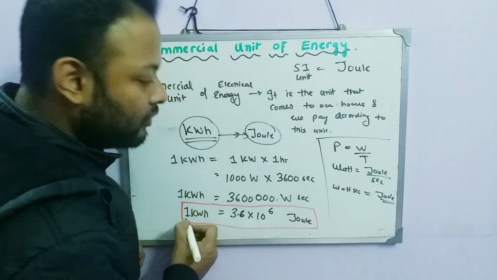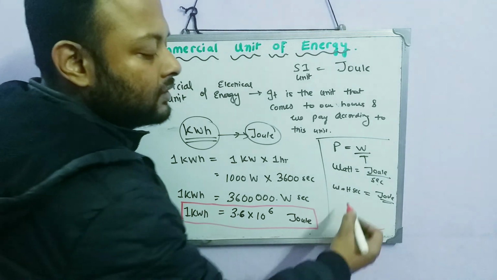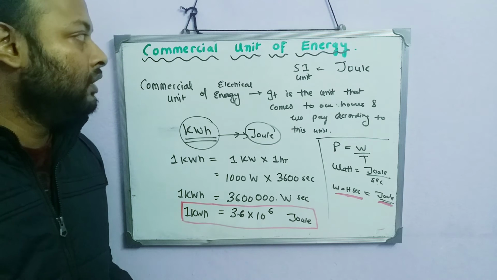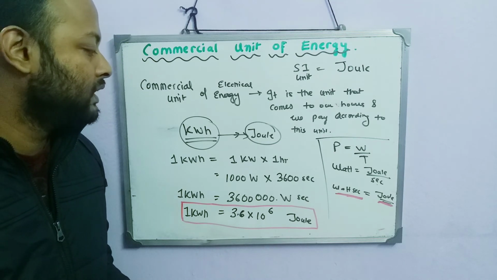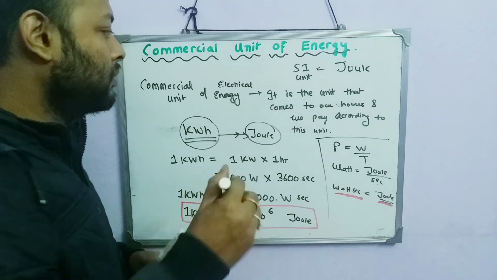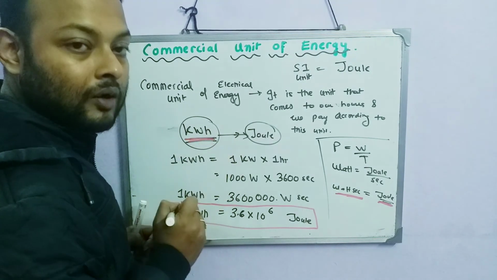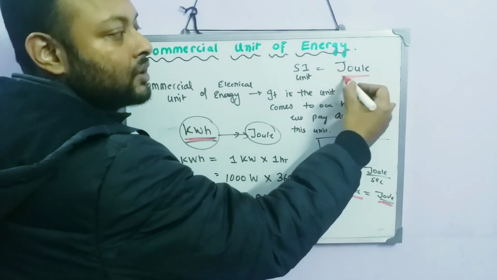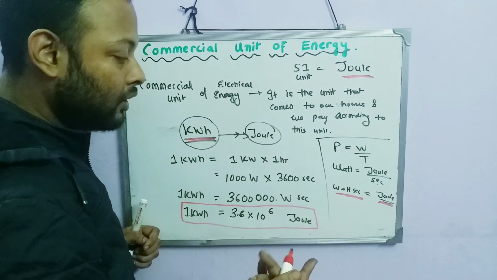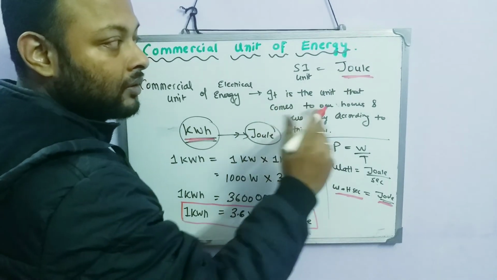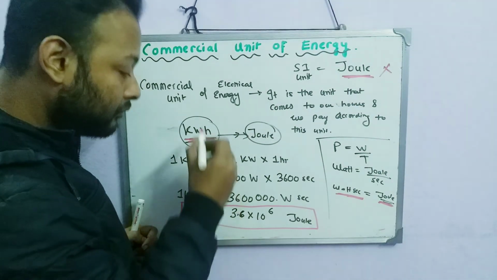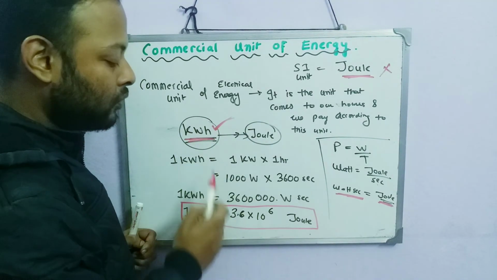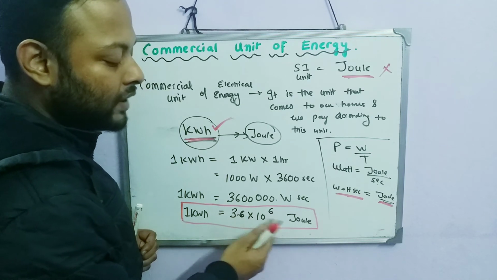This is what you have to remember. And also that watt second is equal to joule. So the commercial unit of energy is kilowatt hour, and the standard unit of energy, or the SI unit of energy, is joule. But we don't pay the bill according to joule, we pay the bill according to kilowatt hour. And 1 kilowatt hour is equal to 3.6 into 10 to the power of 6 joule.